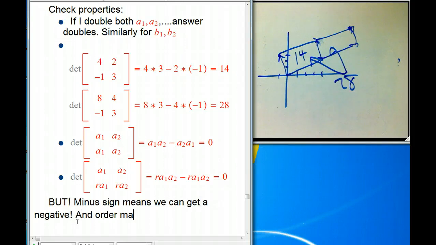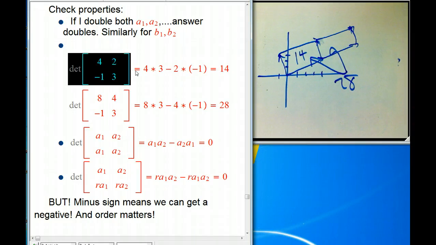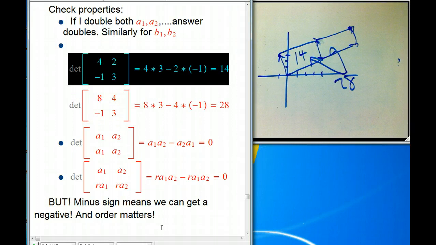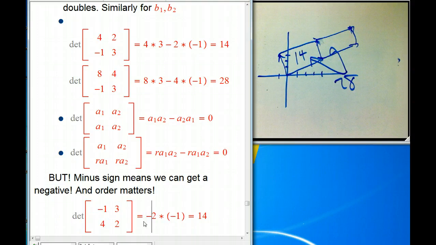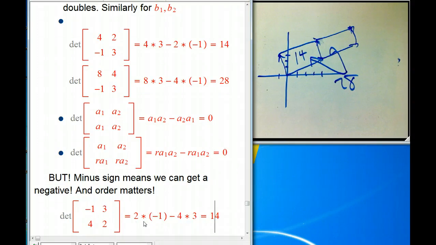And the order matters. So for example, let's go back to this example. I'll be able to copy a lot of this. Suppose I have -1, 3, and 4, 2. So it's the same geometrical example, except now this is put in the first slot and this is put in the second slot. Now that's just going to switch things around. I'm going to have 2 times -1 and then minus 4 times 3, and now it's going to be -14.